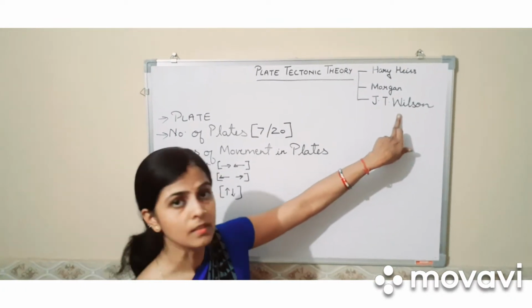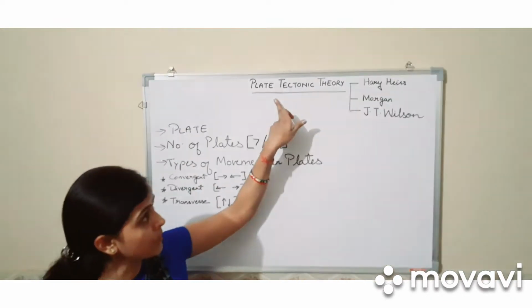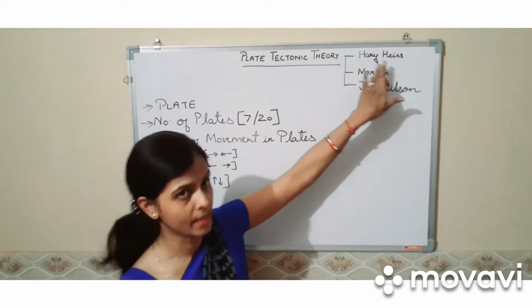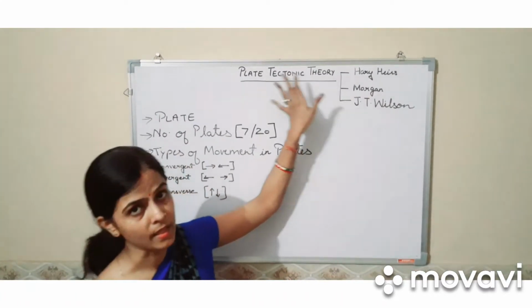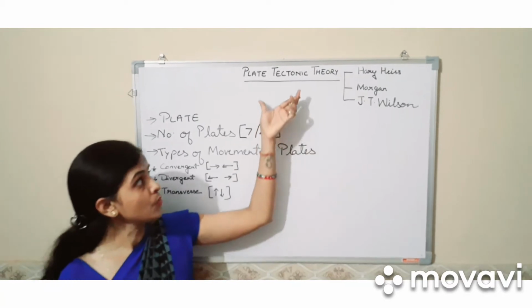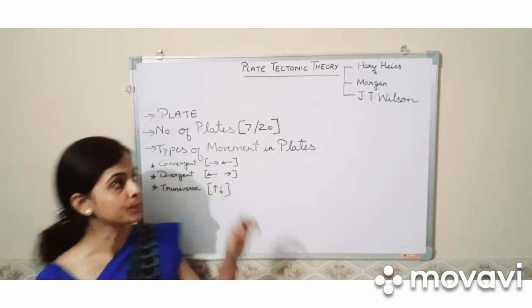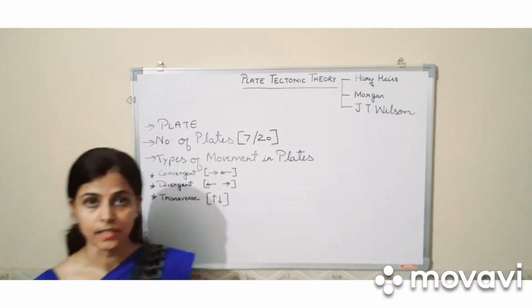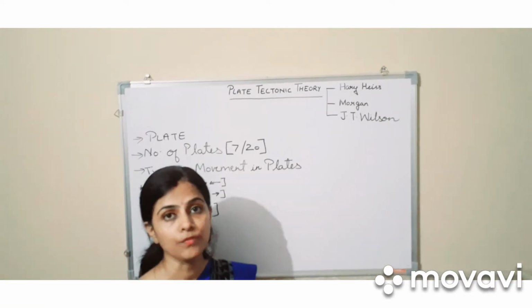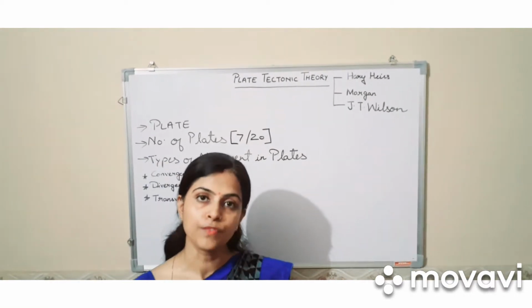J.T. Wilson suggested the name of this theory, and this theory was suggested by Harry Hess, and Morgan explained this whole theory. So first we are going to learn about what a plate is. A plate is located between the lower part of the lithosphere and the upper part of the asthenosphere.